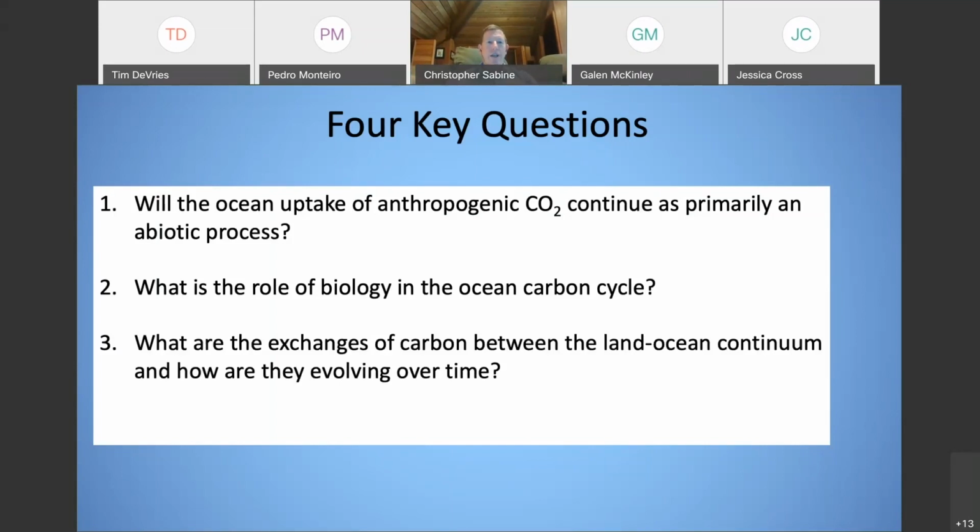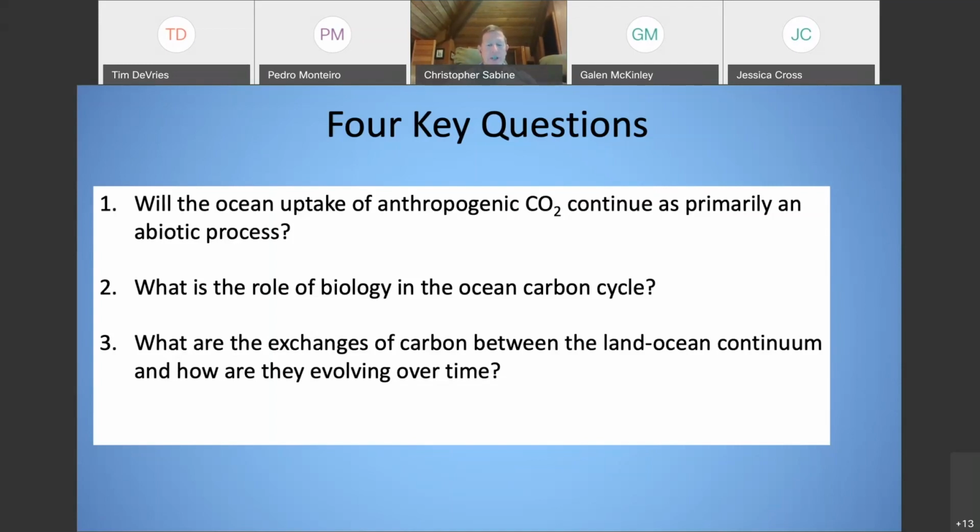We need to look at the exchanges of carbon between that land-ocean continuum. We've seen that here today in the discussions and the talks that we've had so far, that the coastal zone is obviously a very dynamic region. It represents a stronger component to the global carbon cycle than one might imagine just based on the area of the coastal zone. And so we need to understand what are those contributions and how are they changing over time.